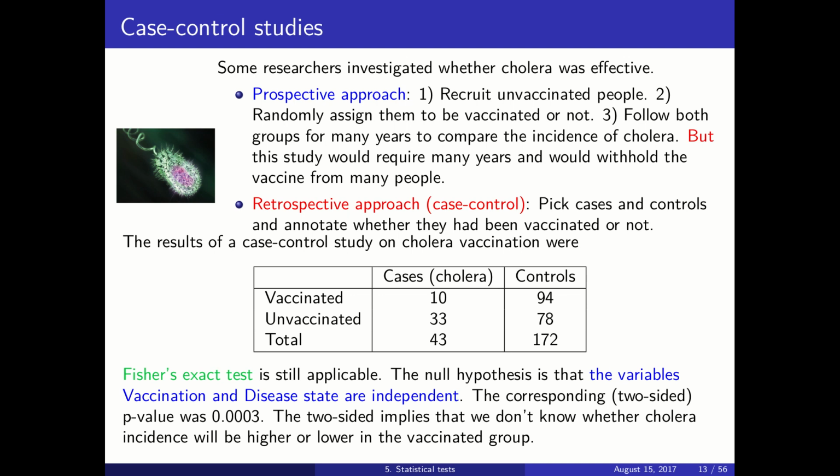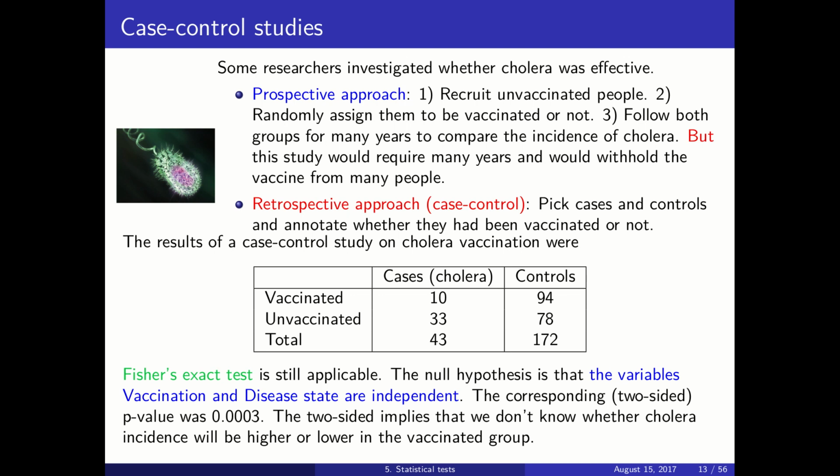But this study would require many years and would withhold the vaccine from many people if this vaccine is useful. So the retrospective approach is called the case control. In a case control, you pick cases and controls and annotate whether they had been vaccinated or not. So you had an old vaccine, you think it was useful, and then you compare two groups of patients: people that have had cholera and people that didn't have cholera, and then you compare the sizes of these two groups.